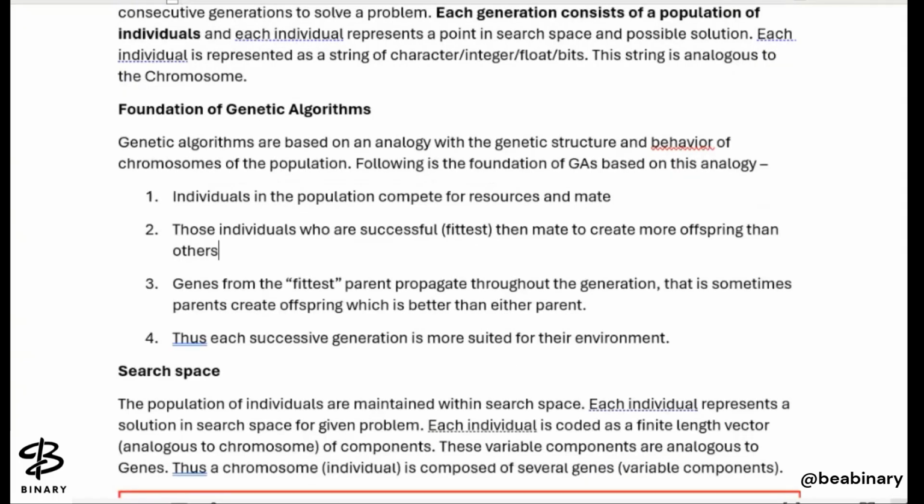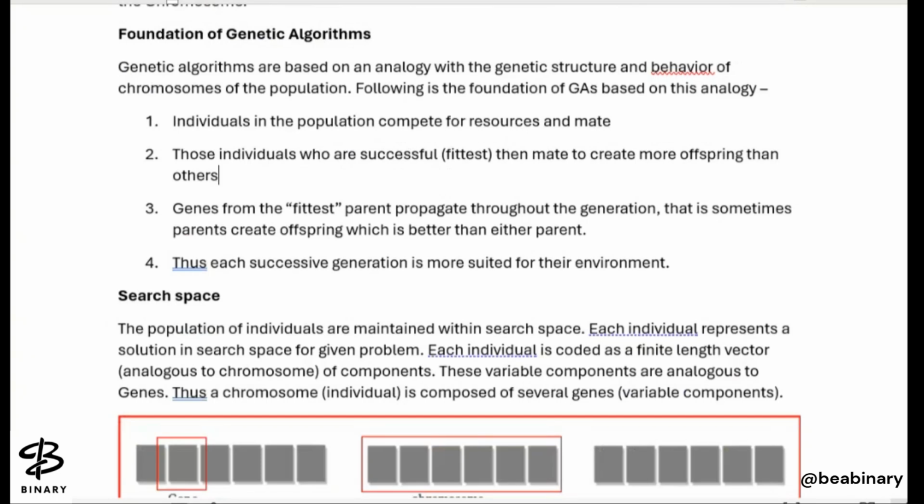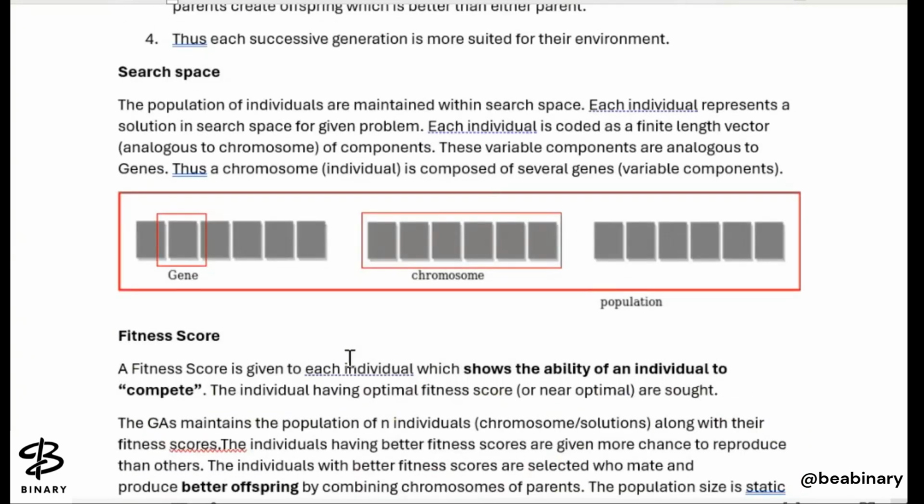In terms of AI, we are talking about this. If we talk about the search space, the fitness score is here, and the population is the different solutions which are present for the problem.